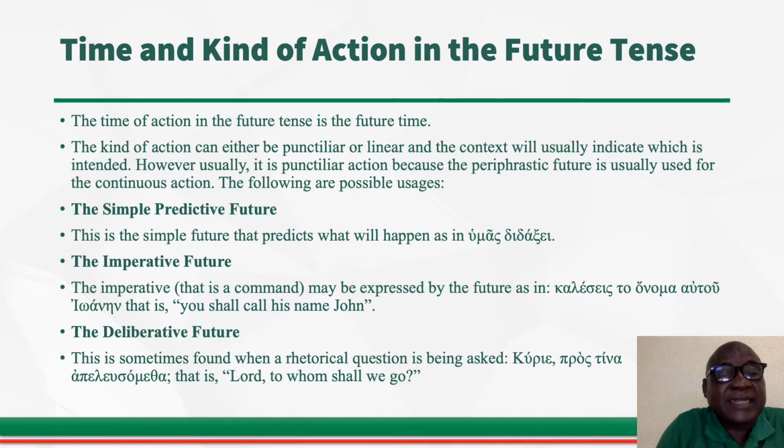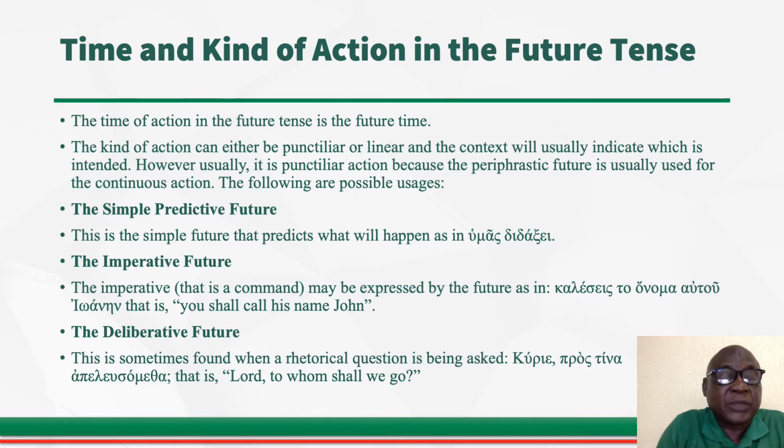Now we are going to look at the time and the kind of action in the future tense. Definitely the time of action is future, and the kind of action can also be punctiliar or linear. The context will always tell you which one is intended. But you should also know that most of the time it is punctiliar because the periphrastic future is usually used for the continuous action. So the following are the functions of the future tense. It can function as the simple predictive tense, in other words, telling us what will happen.